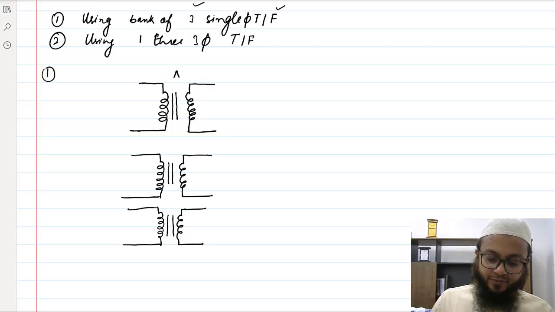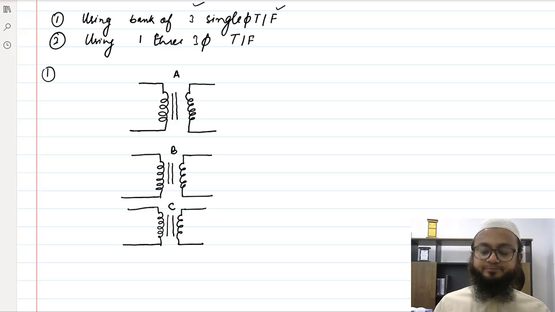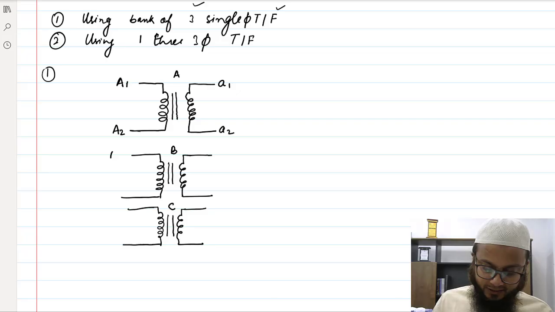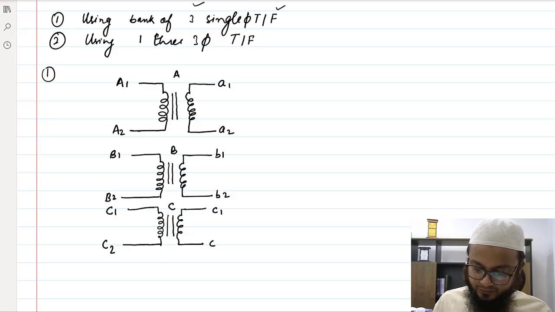So let's say this is transformer A, this is transformer B, and this is transformer C. Okay. So primary of it is, let's say, A1 here, A2 here, and secondary of it is small a1 here and small a2 here. Similarly, B1 here, B2 here, C1 here, and C2 here. This is B1, small b1, small b2, C1, C2.